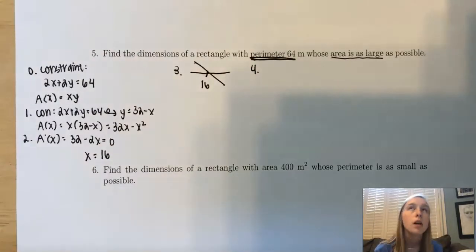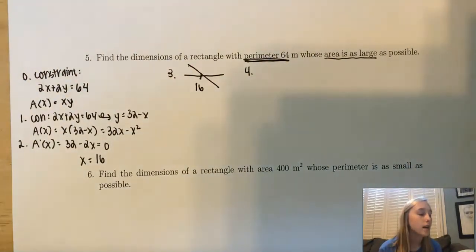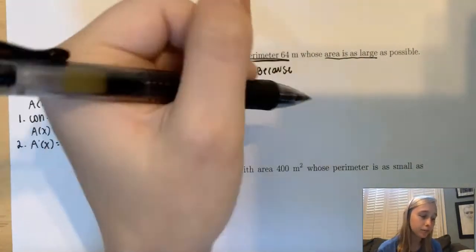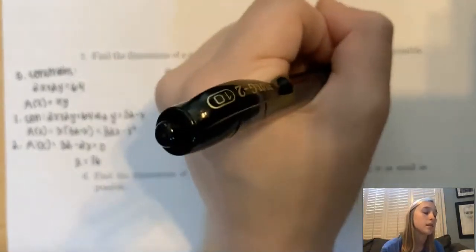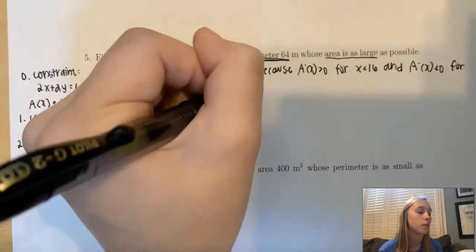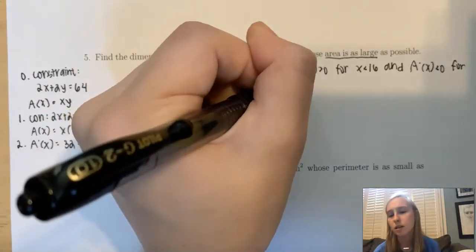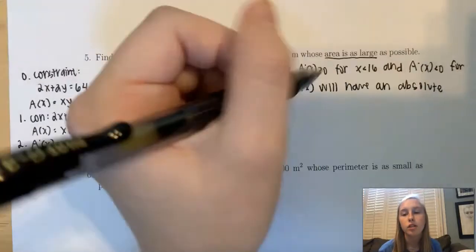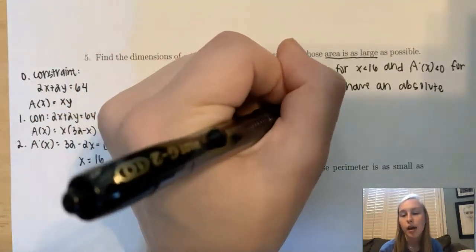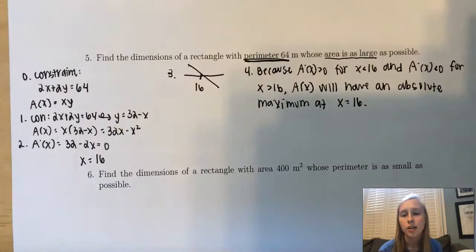And then number 4 comes the annoying sentence. I'm sorry, guys, but you're just going to have to bear with me. In this case, it is because A prime of x is greater than 0 for x less than 16, and A prime of x is less than 0 for x greater than 16, A of x will have an absolute maximum at x equals 16. I'm sorry if I said one of those wrong. I'm reading it off the sheet just because it's easier, but I hope you can see where that's coming from in the sign chart.